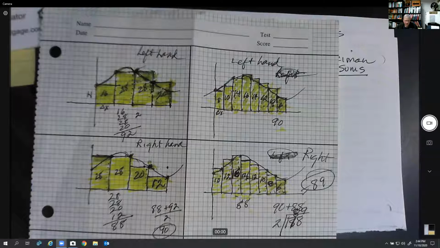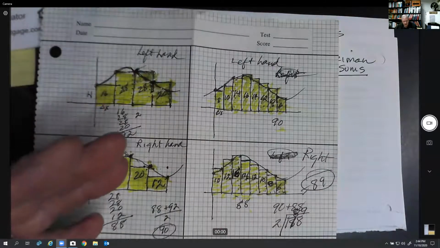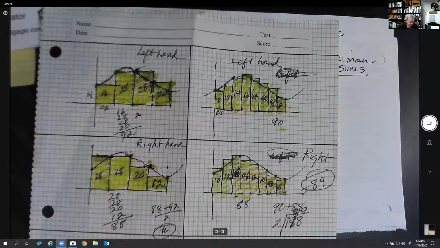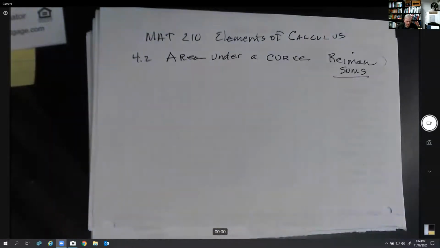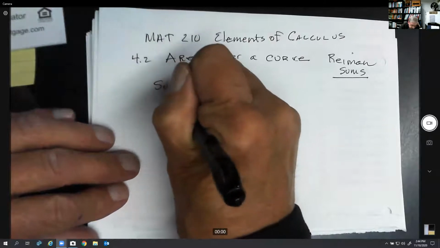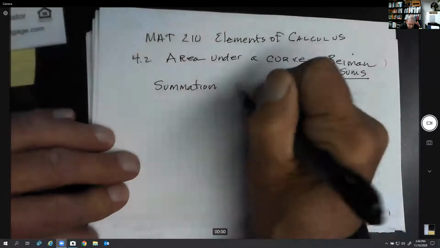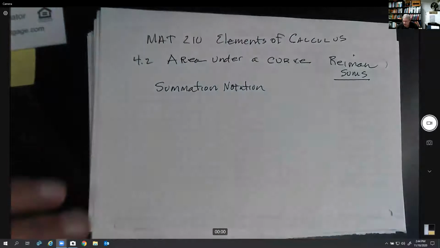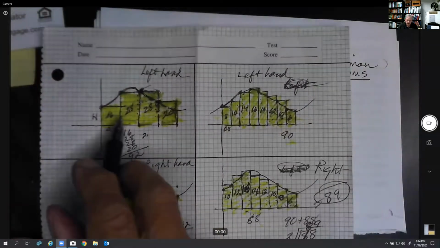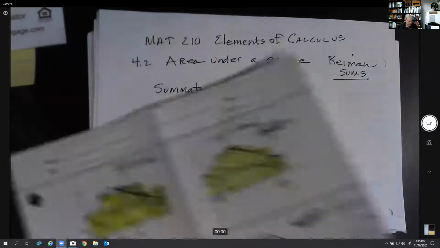So we know there must be an easier way than doing all this. And this is where antiderivatives is going to come in. But this is kind of our basis for it. So this leads us to another type of thing called summation notation. Because as you can see on these problems, we were adding up all the sums of each one of these areas. And that leads us to a summation type thing.